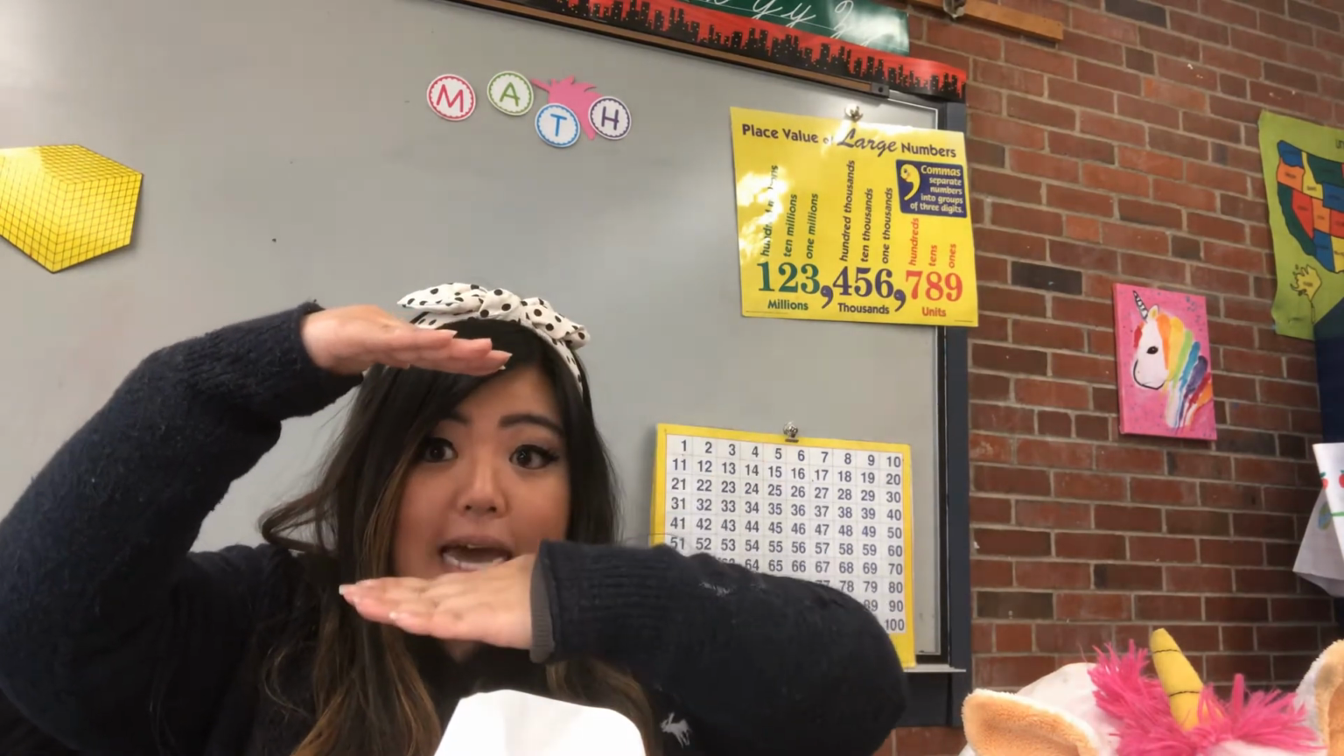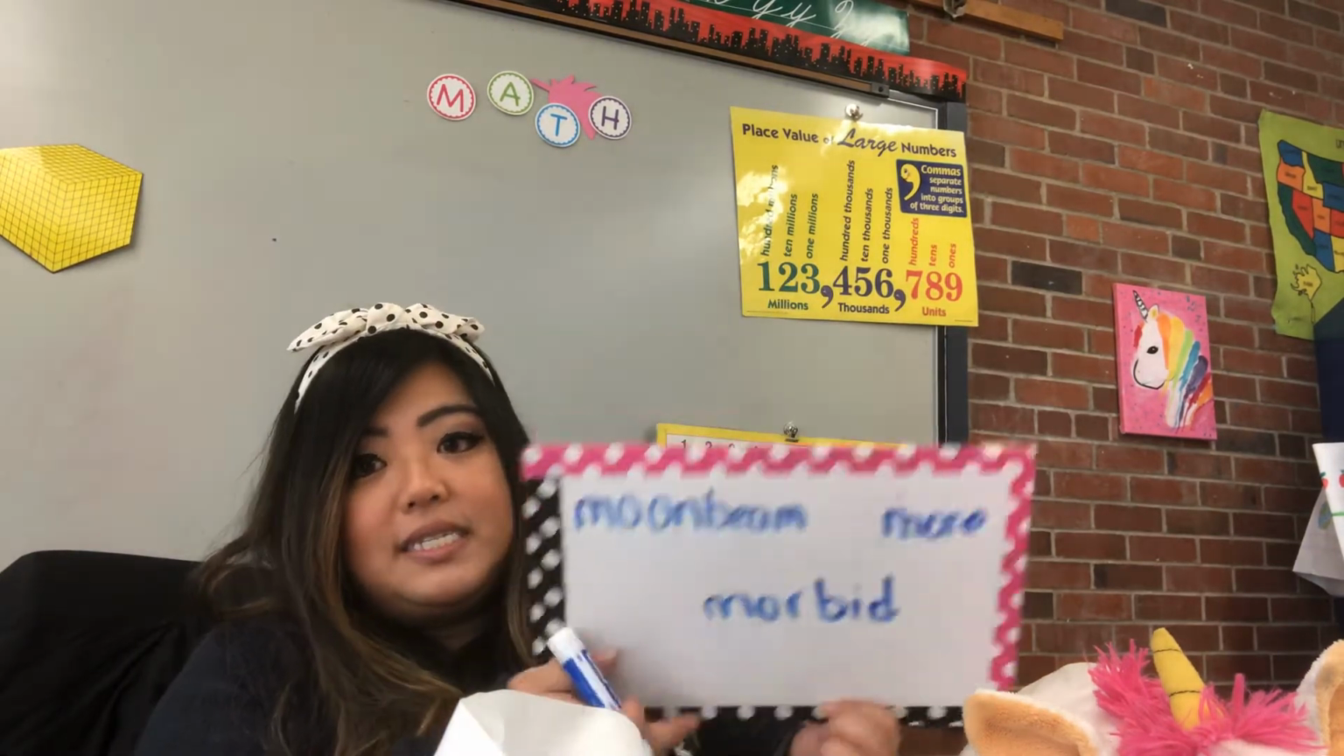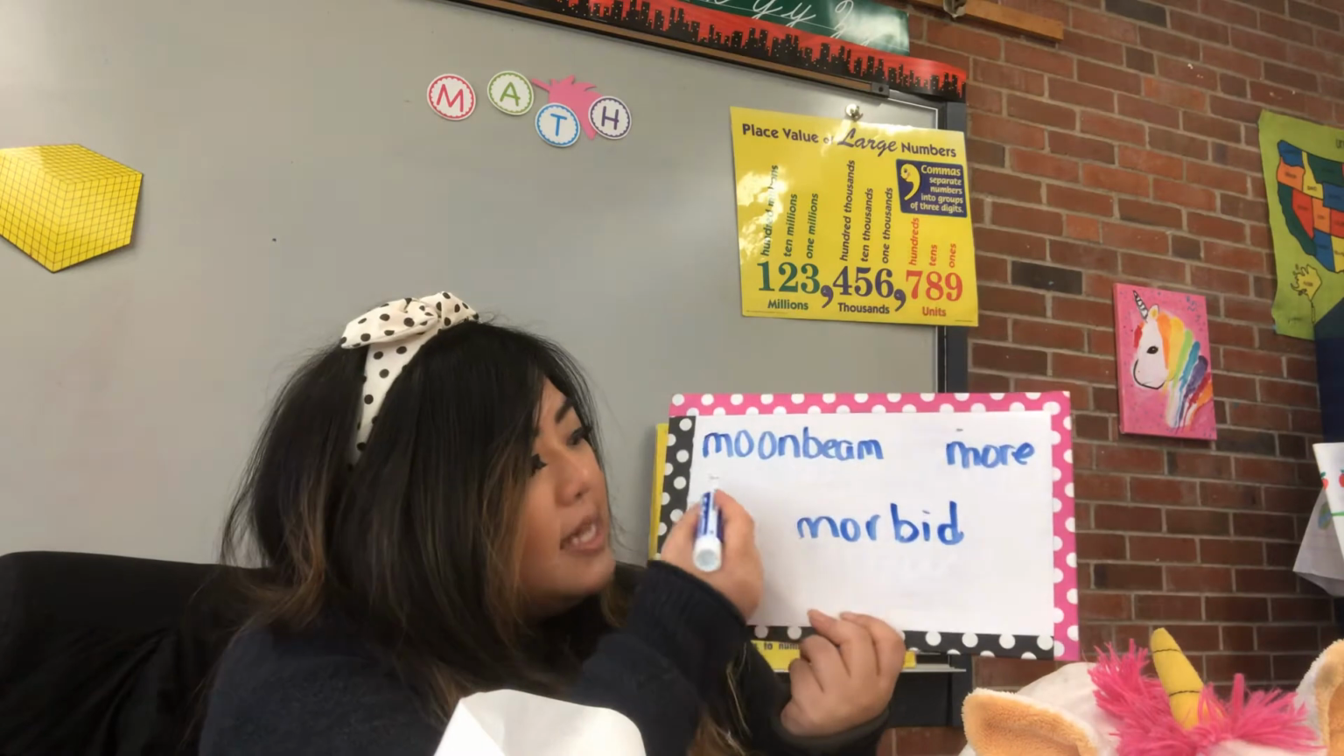Same thing is true with your words. It has to come after the first word, but it has to come before the last word. So it goes right in between. If it's on the outside, it's not part of your sandwich. For the first one, we have moonbeam. And we have more. Moonbeam is the first word on the page, and more is the last word on the page. And they said, does morbid go in between? We have to decide. Well, let's look at the letters.